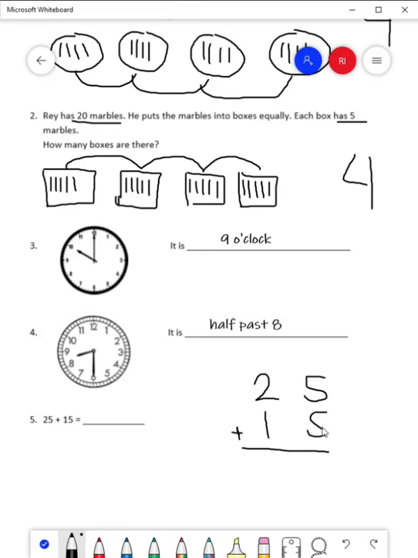Okay, the ones are 5 and 5. 5 plus 5 equals 10. So we better write 10 here first. Okay, we got the number 10. 5 plus 5 equals 10. So now we cross the ones in its place and move to the tens place. The ones is 0.